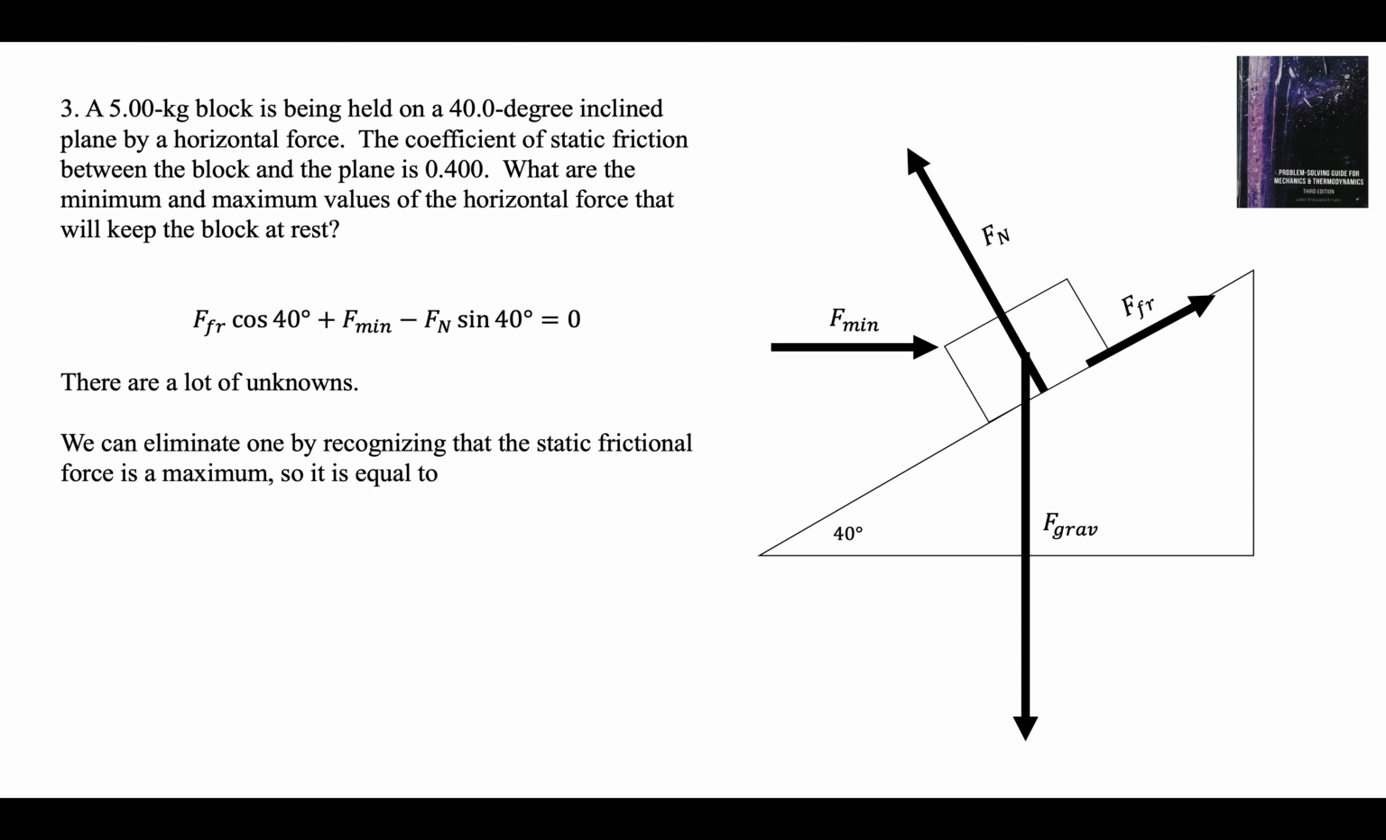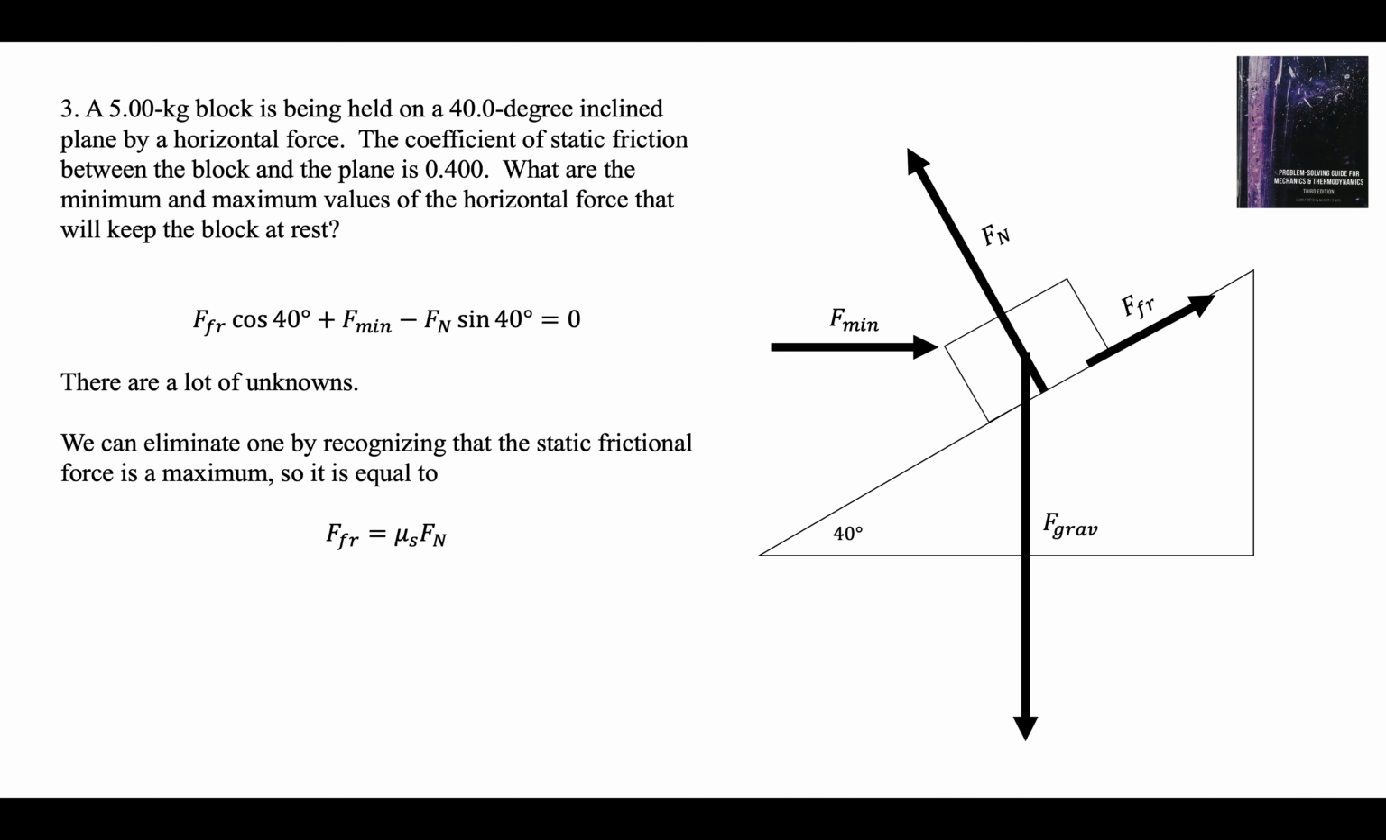There's 3 unknowns here. We can eliminate one by recognizing that we're just about to break the static frictional force. So we're using the maximum we possibly can. It's about to come down. If I reduce the horizontal force by a small amount, the block will slide down the plane.